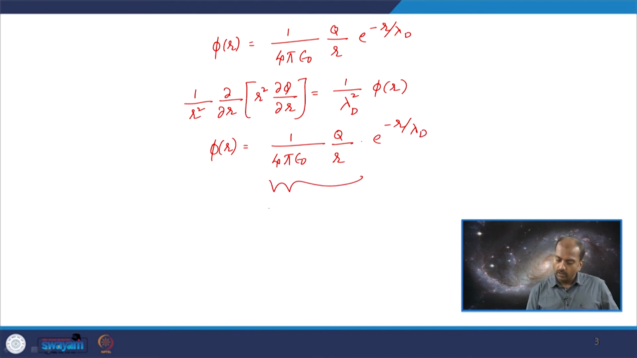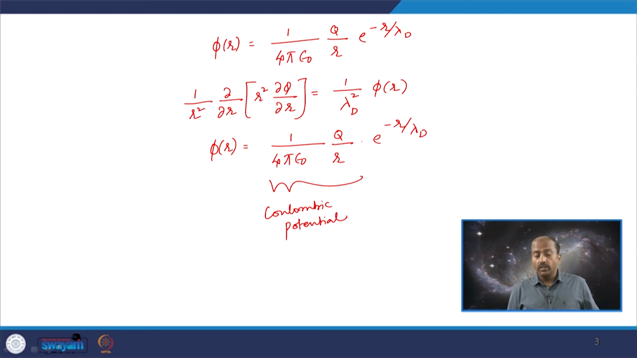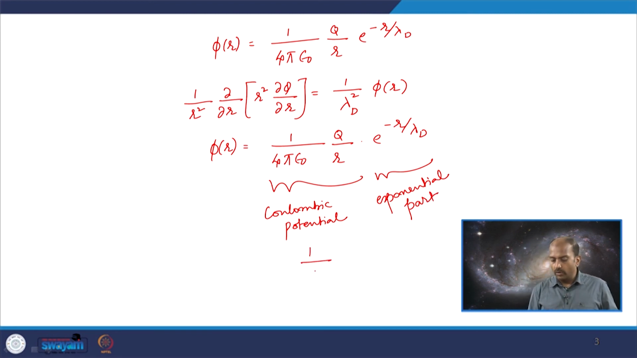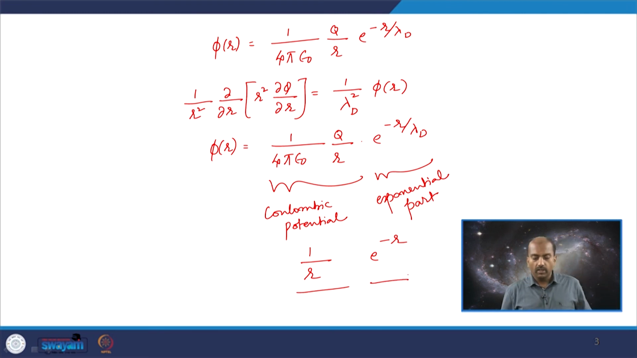This is a Coulombic potential created by the test charge, and this is an exponential part, right. Now, this potential falls at 1 by r rate and this potential falls at exponential of minus r. So, you know which one is faster, right.